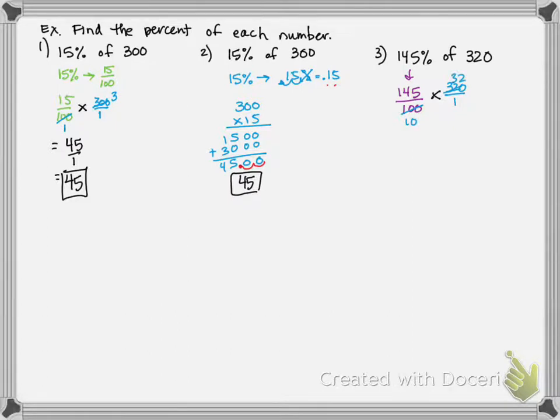And then I'm looking at the 145 and the 10, and I notice that they have a 5 in common. So 5 goes out here. Now 5 goes into 14 twice, which is 10 with 4 left over, and 5 goes into 45 9 times. Now let's see.